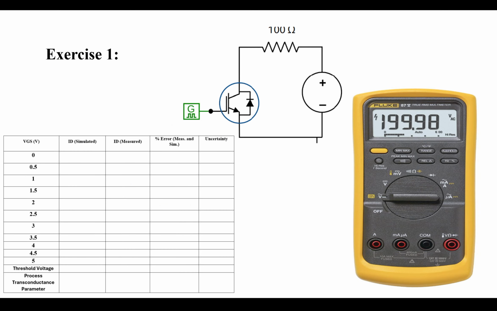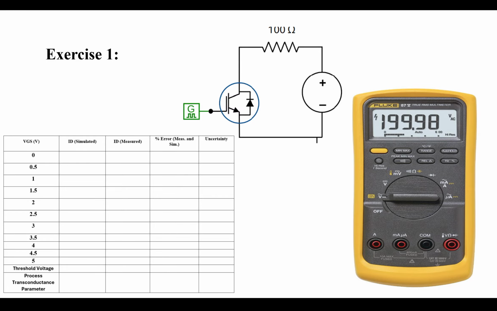Now, let's talk about the exercises that we have. In this lab assignment, you have 4 exercises. Exercise 1 is to find the IV characteristics of the MOSFET, more specifically the BS170, which is an NMOS. What you want to do is apply a certain amount of voltage between gate and source. This is how we trigger the MOSFET. Then find out how much current passes through the circuit, or more specifically, what the drain current is.